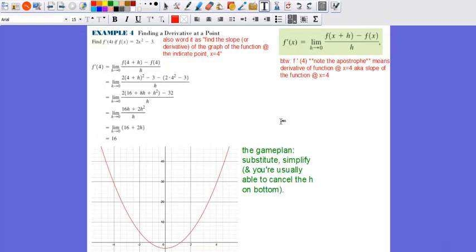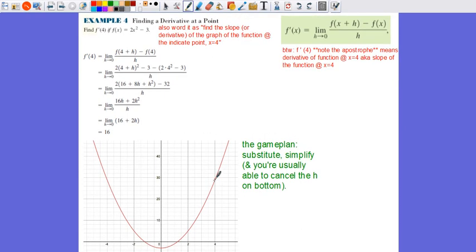Hey everyone, so here's a video showing how to actually use this formula that I explained in the previous video. Basically this says find the derivative at a point. This little apostrophe basically means derivative. So find the derivative at 4, basically find the derivative at x equals 4. So x equals 4 is right over here.